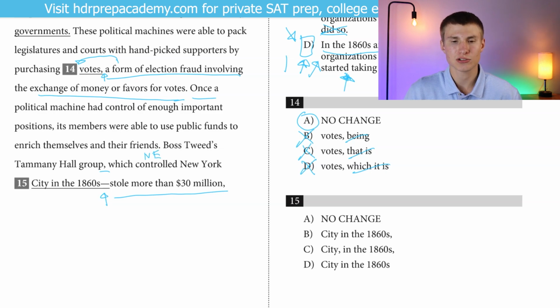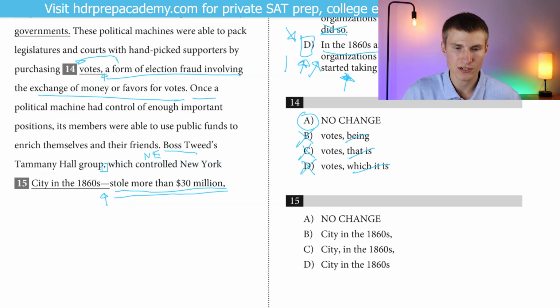The reason I know it's non-essential is because if I took out "which controlled New York City in the 1860s" and I just kept reading on for that sentence, I'd have "Boss Tweed's Tammany Hall group stole more than $30 million." I see that makes sense on its own. Therefore, I know that what I crossed out here is going to be non-essential.